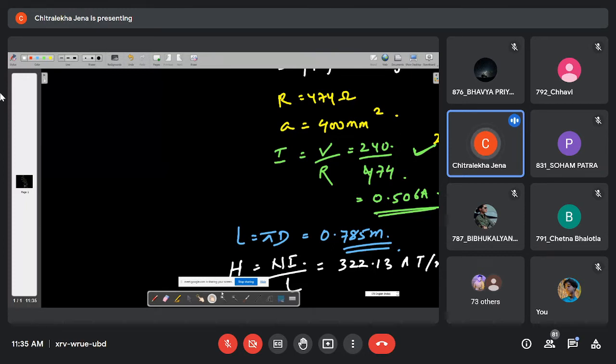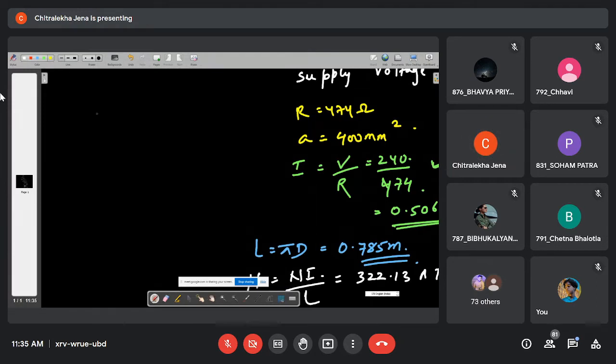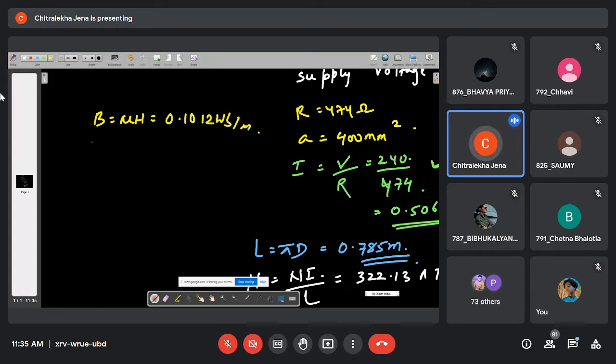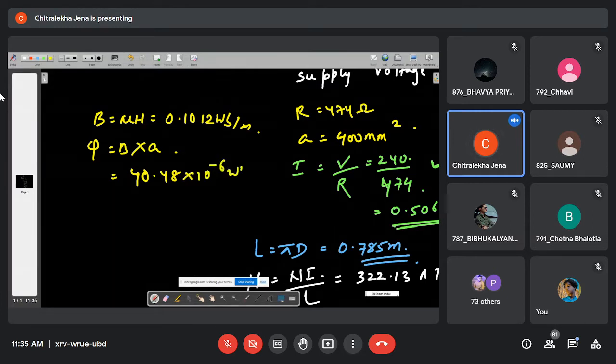Simple formula: B is equal to mu H. Put the values; it is coming as 0.1012 Weber per meter square. So phi is equal to B into A. This will be 40.48 into 10 to the power of minus 6 Weber. Got it? Have you all written it?